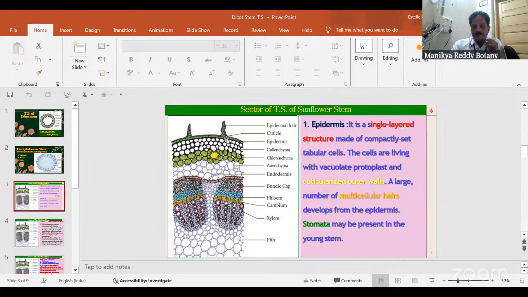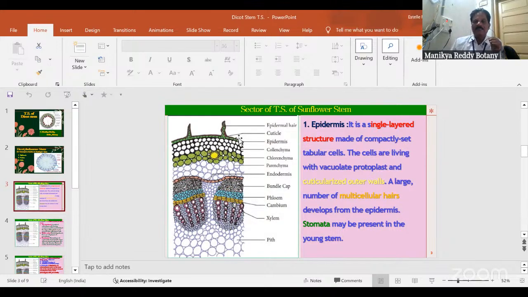What is the function of epidermis? Epidermis gives protection to the inner parts. The primary function of epidermis is providing protection. Since its outer surface is covered with cuticle and epidermal hairs, it checks transpiration.